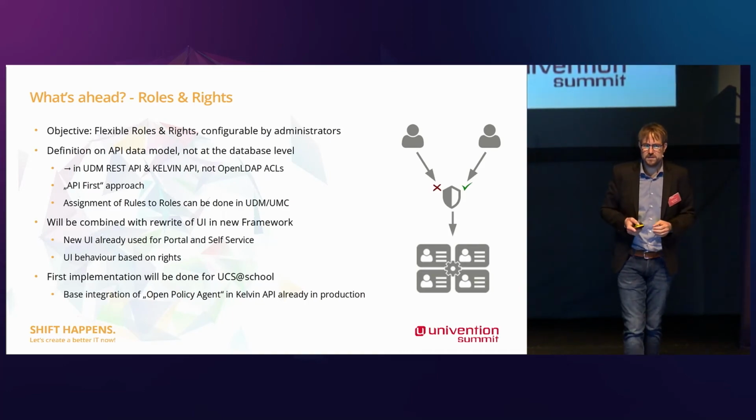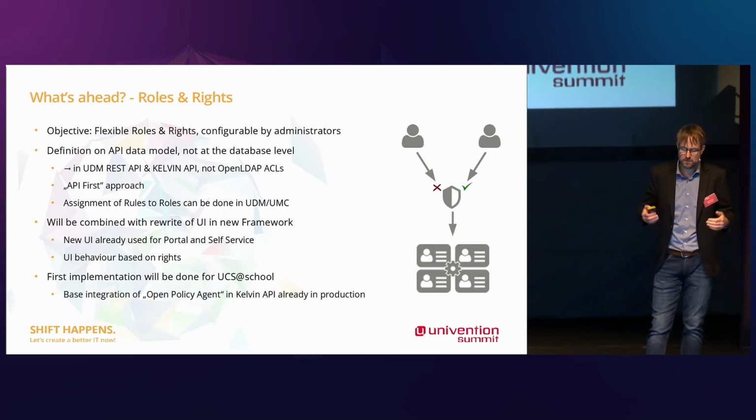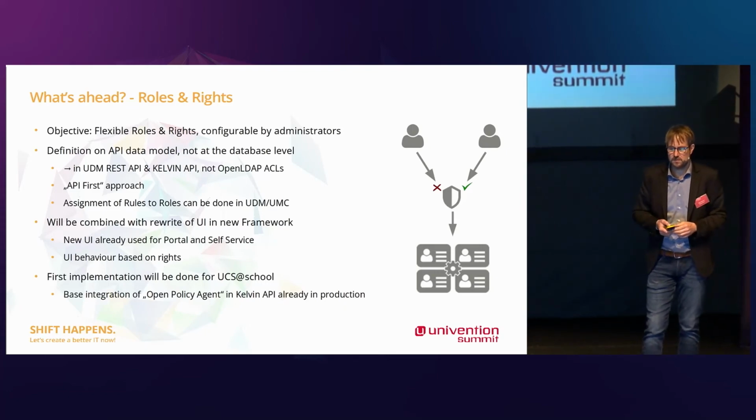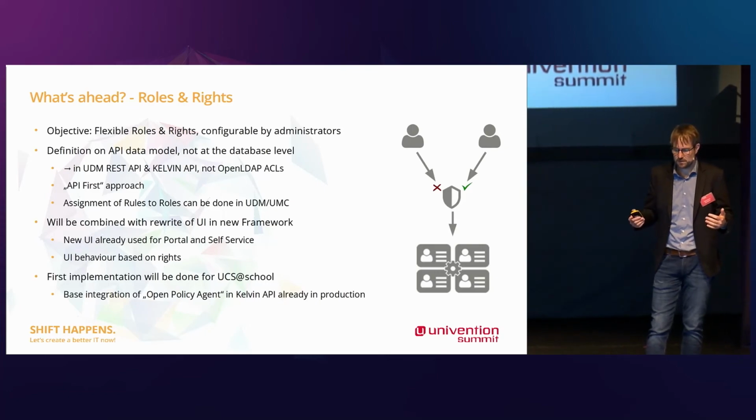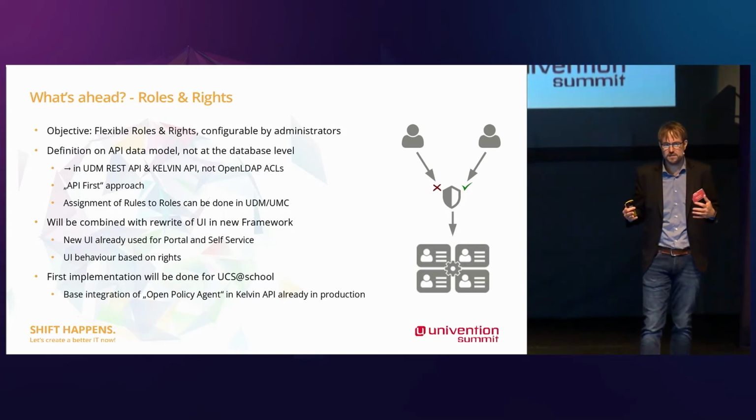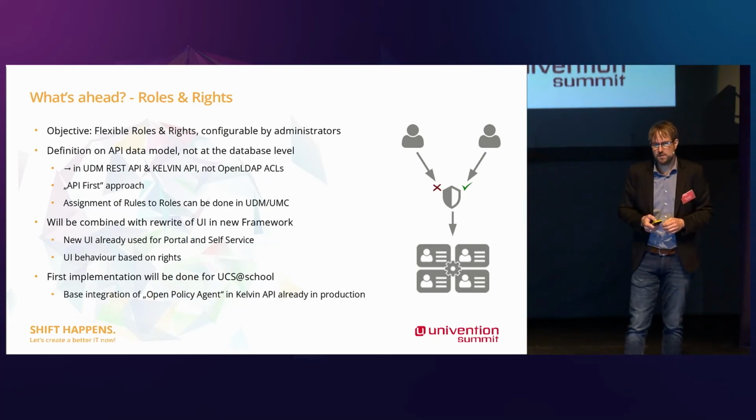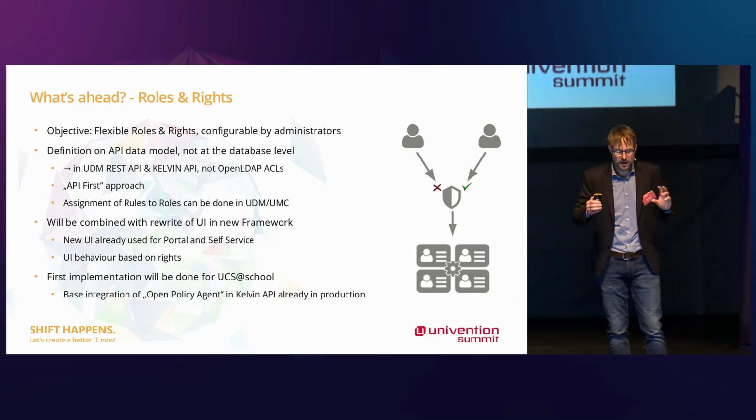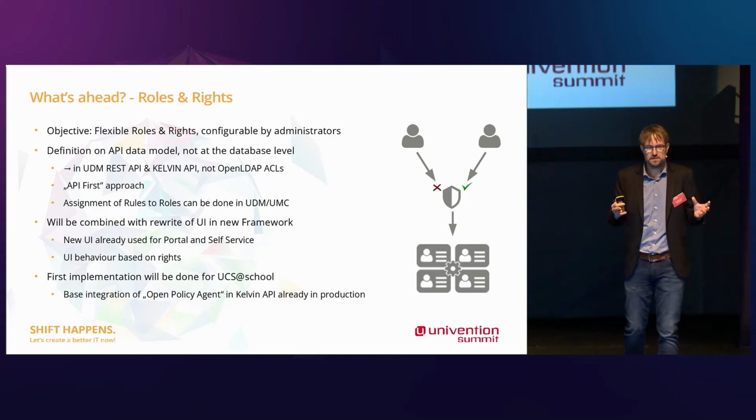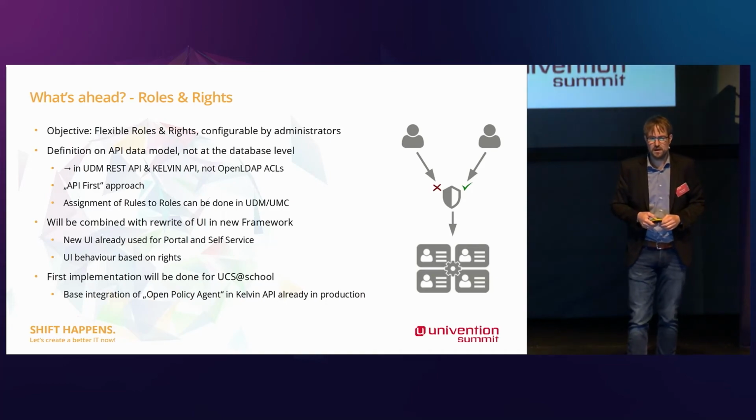So we want to get away from this model and out of the complexity and allow for more flexibility. And thus, with regard to the conception, we started with it, and first points have been implemented. The idea is that ACLs will be defined on an API level, and the APIs are either the UDM REST API for standard objects or the Kelvin API for UCS. They're more or less what you see at the web interface. So the field that you see at the web interface is also an attribute for the API.